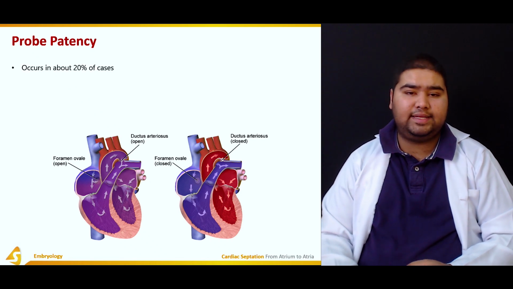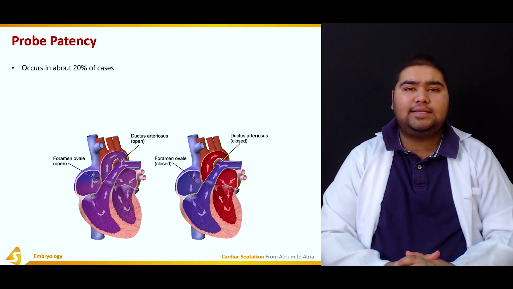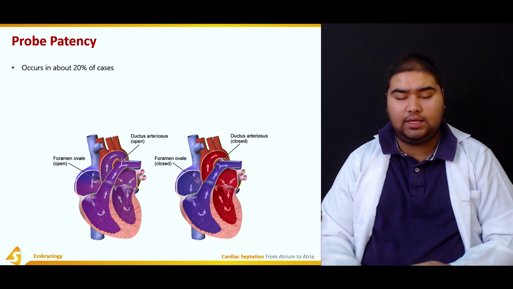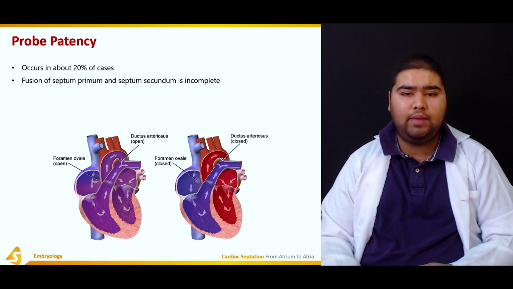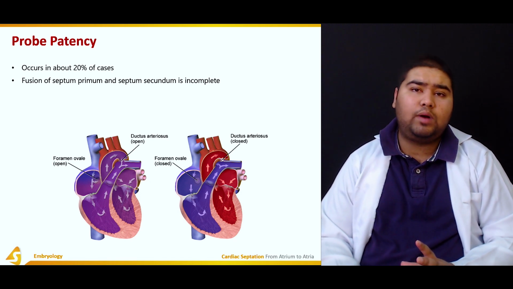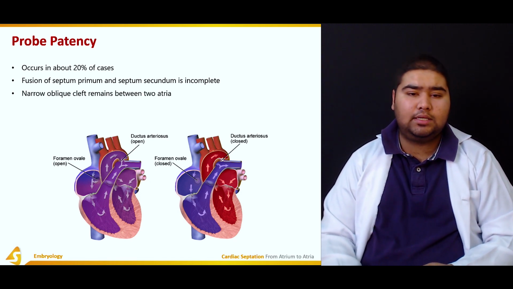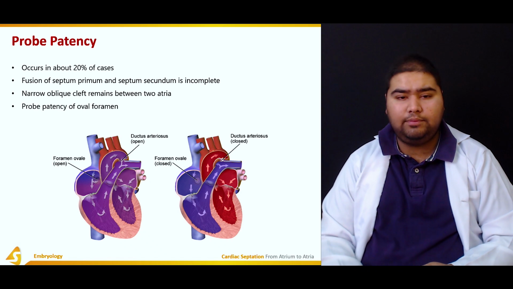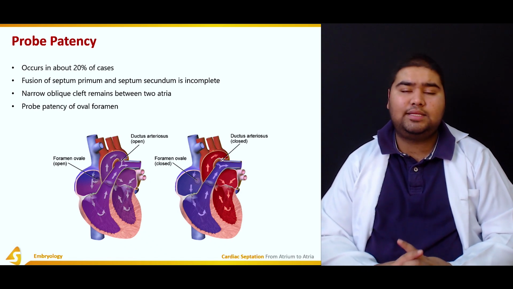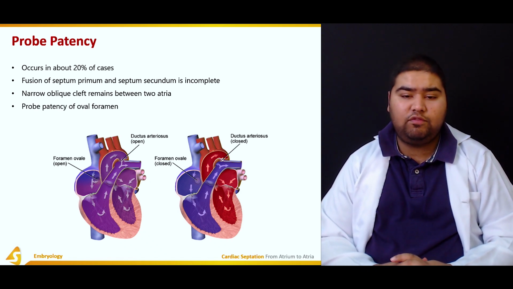Now, probe patency. Probe patency occurs in about 20% of the cases. In this condition, we have fusion of the septum primum and septum secundum. However, it is incomplete. There is a narrow oblique cleft which remains between the two atria. This is known as the probe patency of the oval foramen.